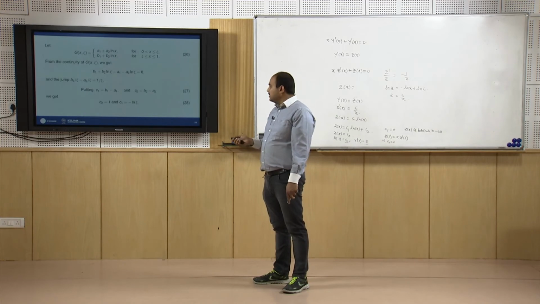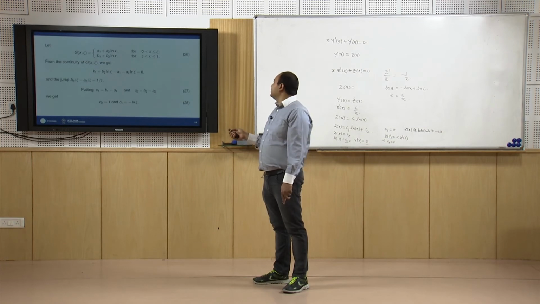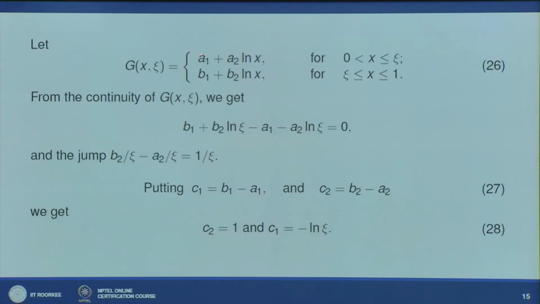So here a Green function is now constructed as G(x, xi) as a linear combination of your solutions, a1 plus a2 ln x between 0 to xi, and b1 plus b2 ln x between xi to 1. Here this a1 plus a2 ln x will satisfy the boundary condition given at the point 0, and b1 plus b2 ln x we can find using the condition that it will satisfy the boundary condition given at the point 1, right. Now from the continuity of G(x, xi), we have b1 plus b2 ln xi is equal to a1 plus a2 ln xi. So we have this condition.